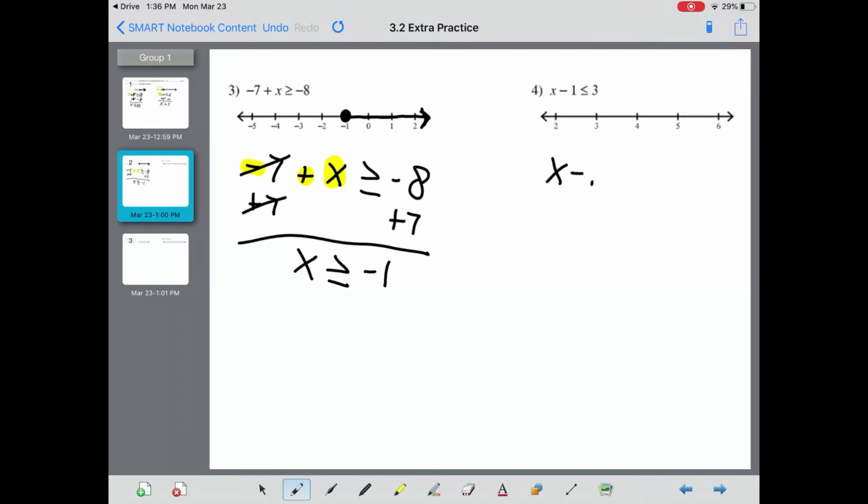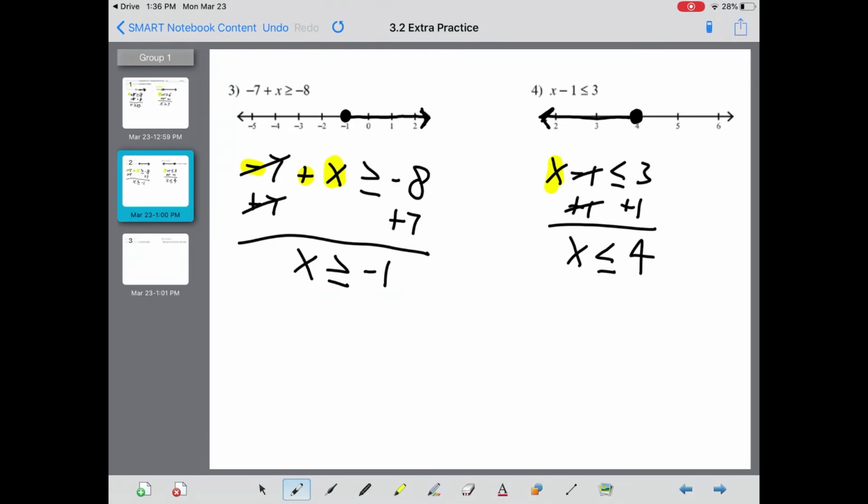For number 4, we have x minus 1 is less than or equal to 3. To isolate x, we have to undo that minus 1 or move it to the other side by adding it. Negative 1 and positive 1 cancel. x is less than or equal to 3 plus 1 is 4. Closed dot on 4. All values less than 4 are to the left.